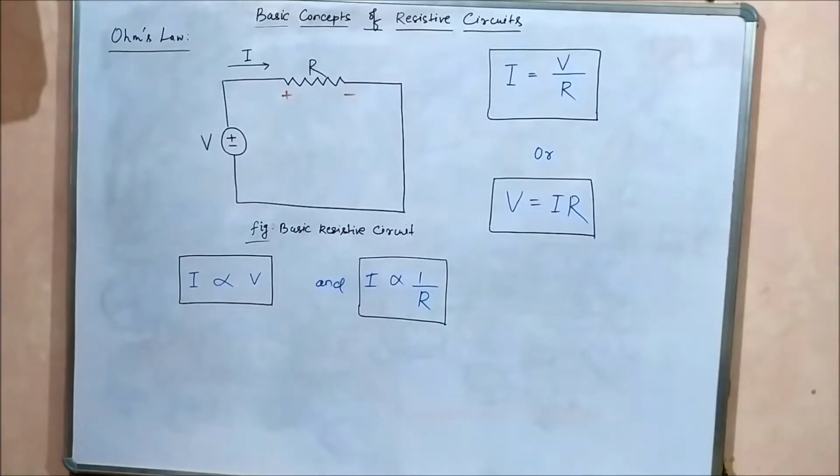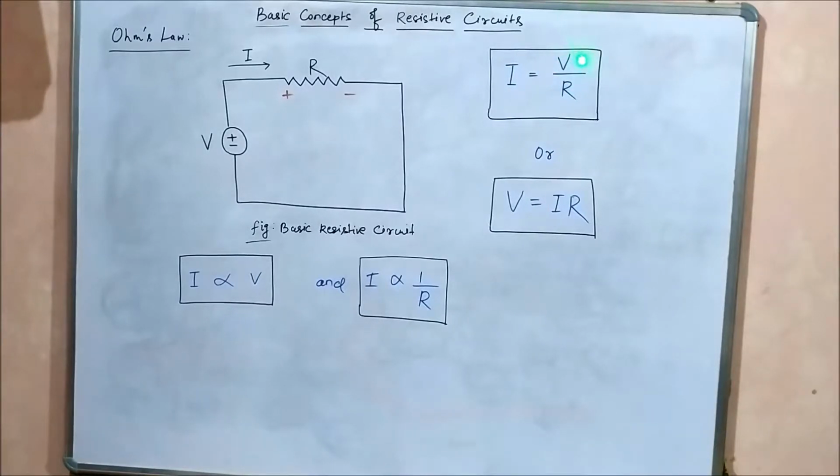Basic Ohm's law. What Ohm's law states is that the current flowing through a resistor in a circuit is directly proportional to the applied voltage and inversely proportional to the resistance. So I is equal to V by R, where V is the applied voltage and R is the resistance. The unit is ohms. We know current is in amperes and voltage is in volts, or we can write V is equal to IR. So this is basic Ohm's law.